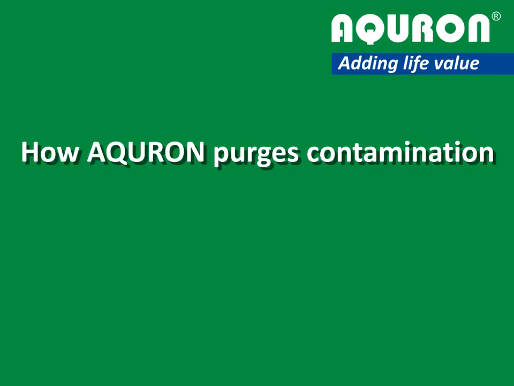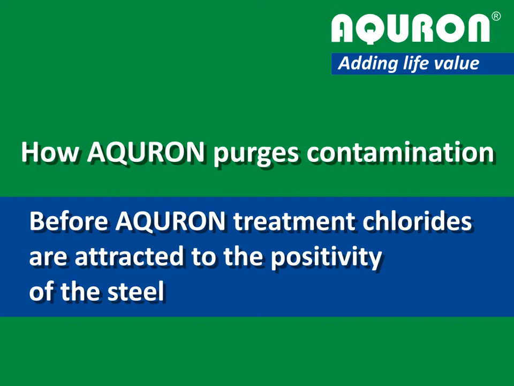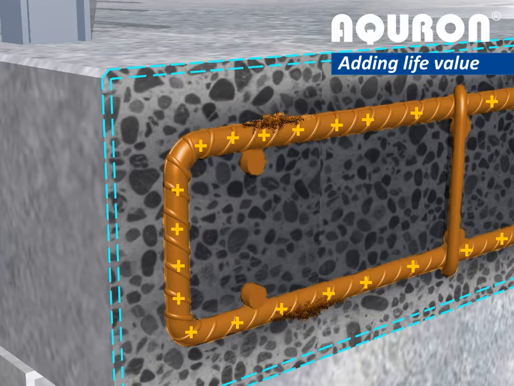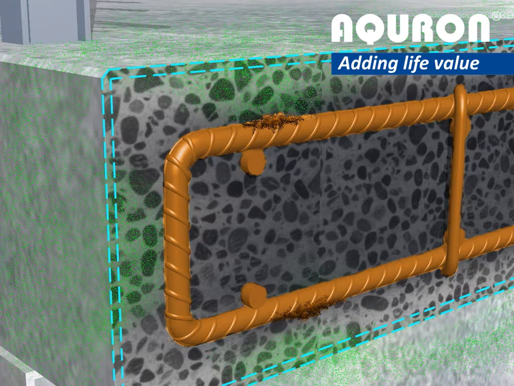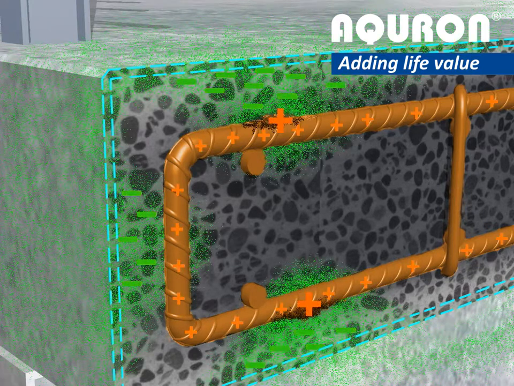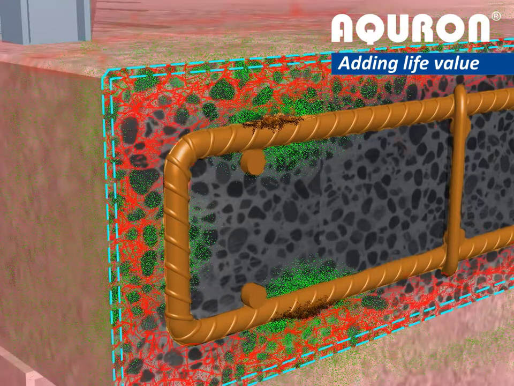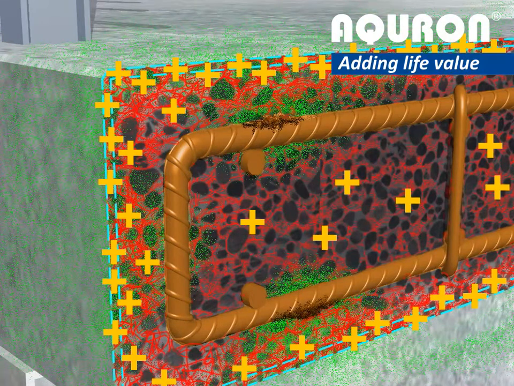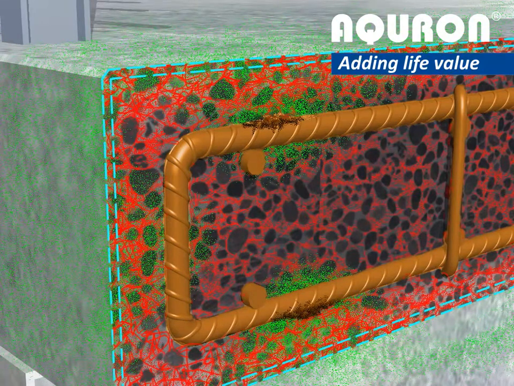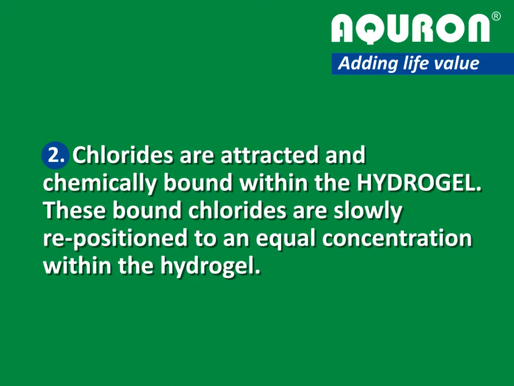How AQURON purges contamination. Before AQURON treatment, chlorides are attracted to the positivity of the steel. As you can see here, the positive galvanic potential of the steel is attracting the negative chloride ions. This all changes with the application of AQURON and the hydrogel formation's positive potential. Negative chlorides are now attracted and chemically bound within the hydrogel.